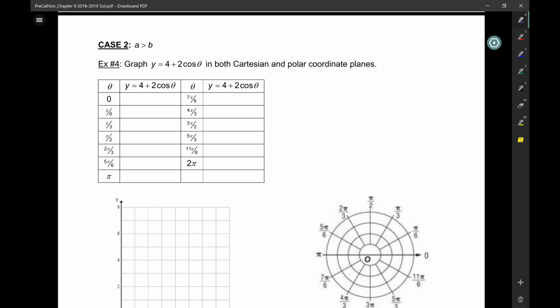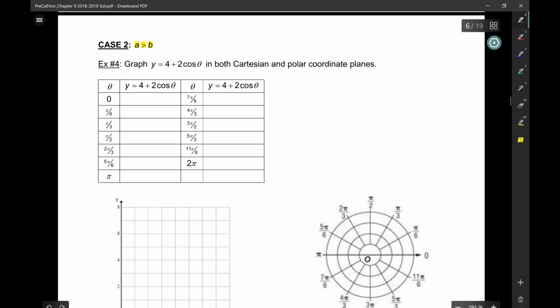Right, so we did the first case where A is equal to B. Now let's do a case where A is greater than B. So for example this one, right? A is 4 and B is 2. All right, this is still in the Limaçon category. So we're going to do the same situation.